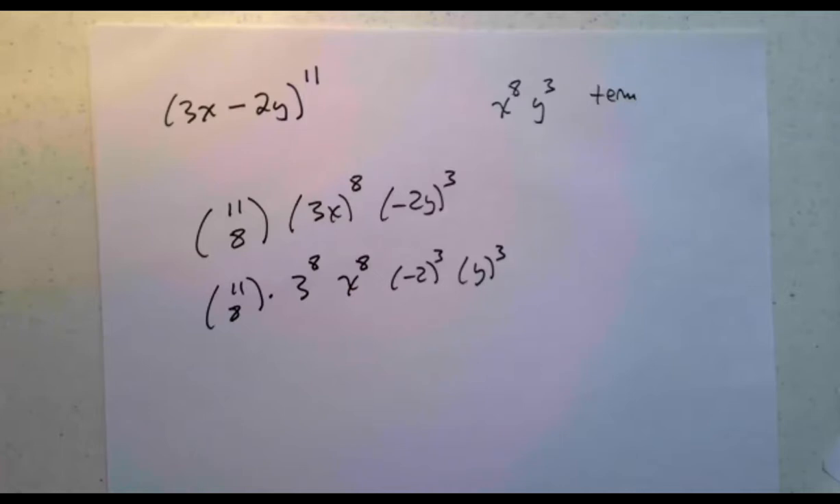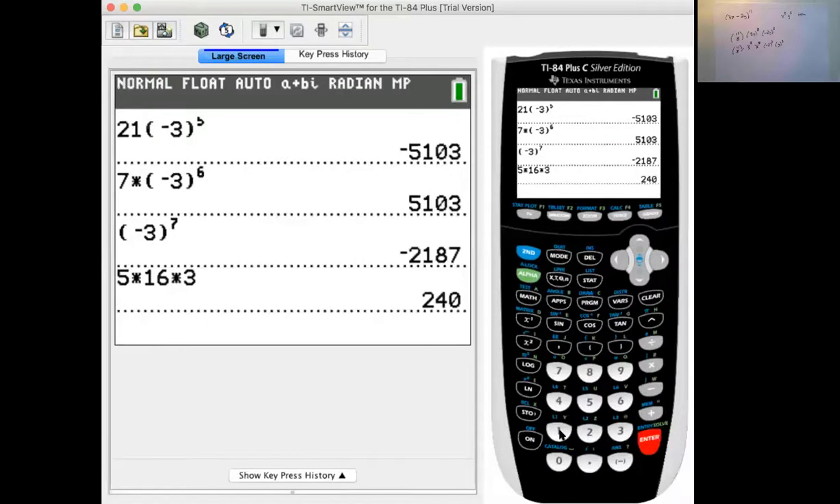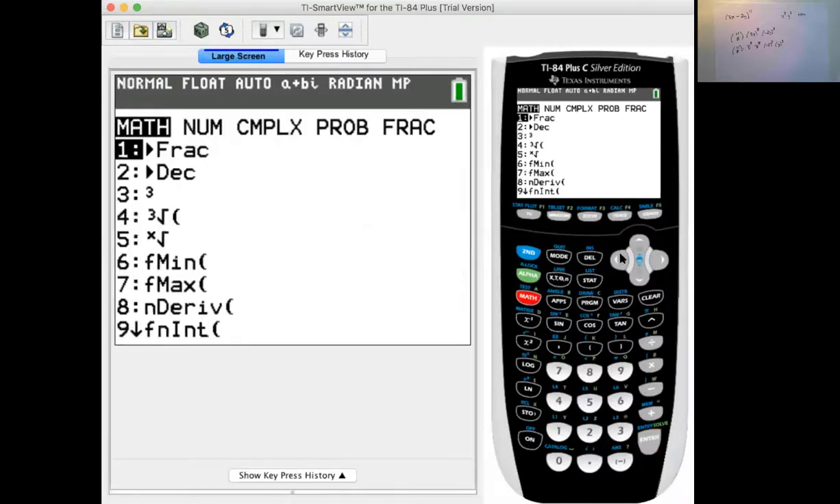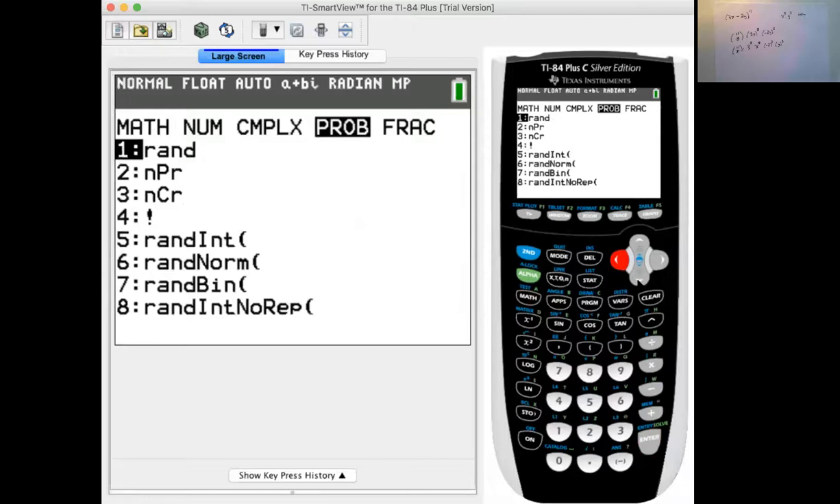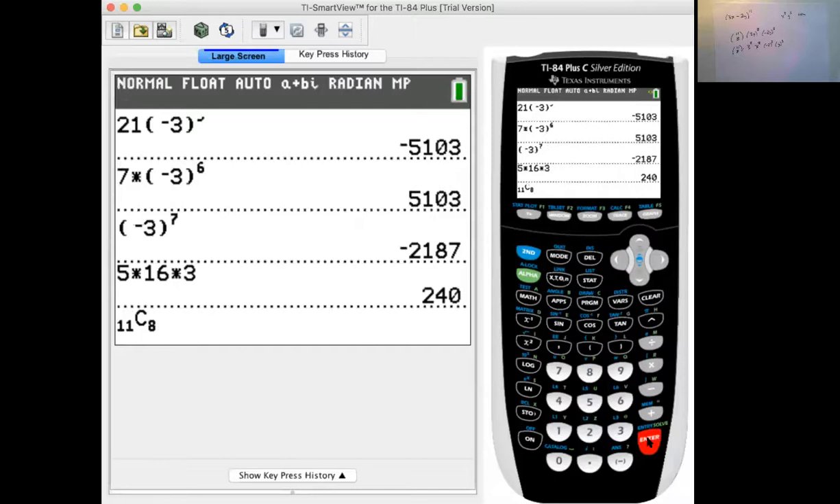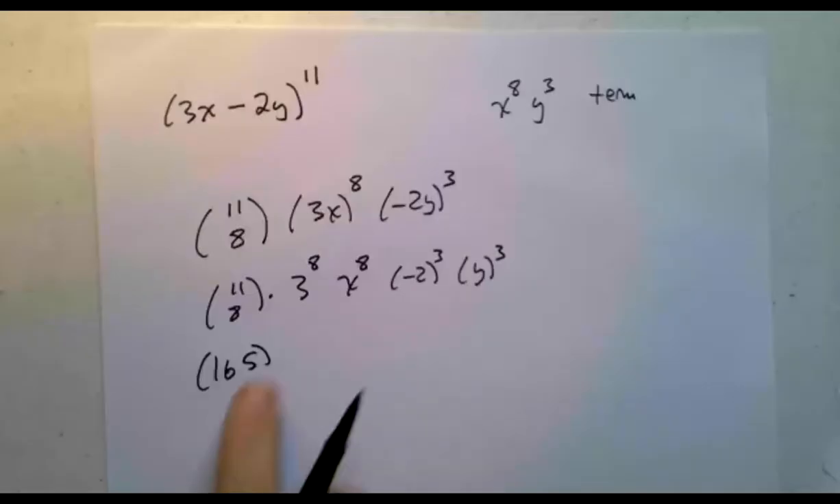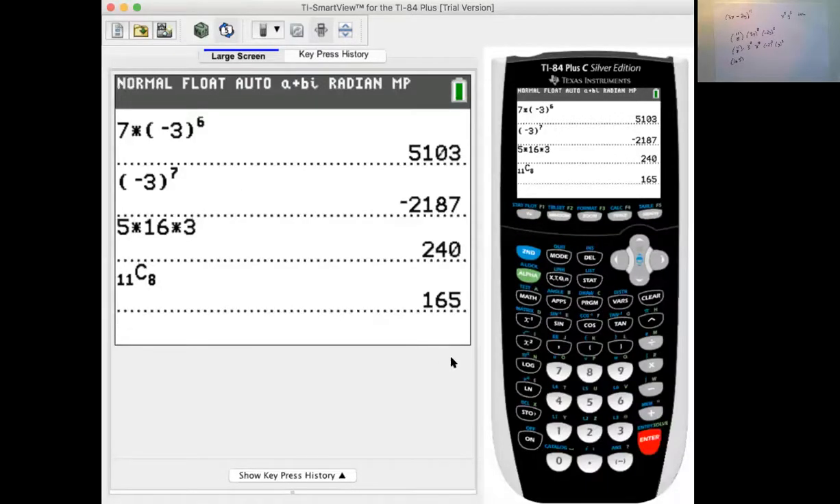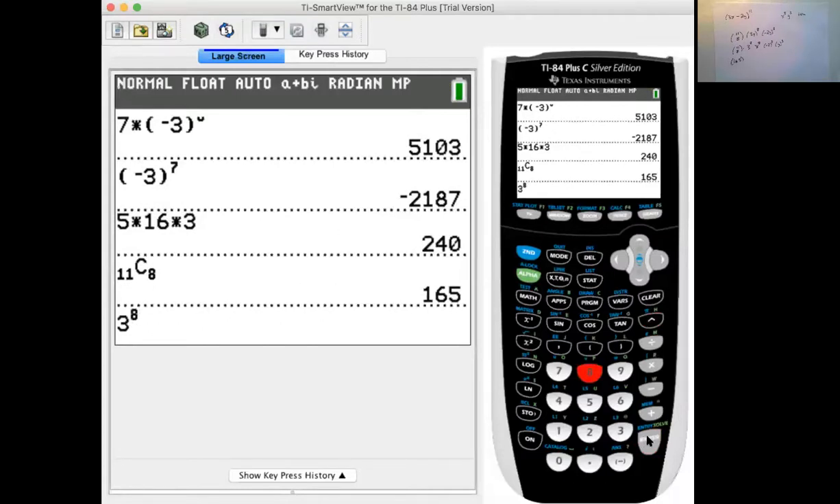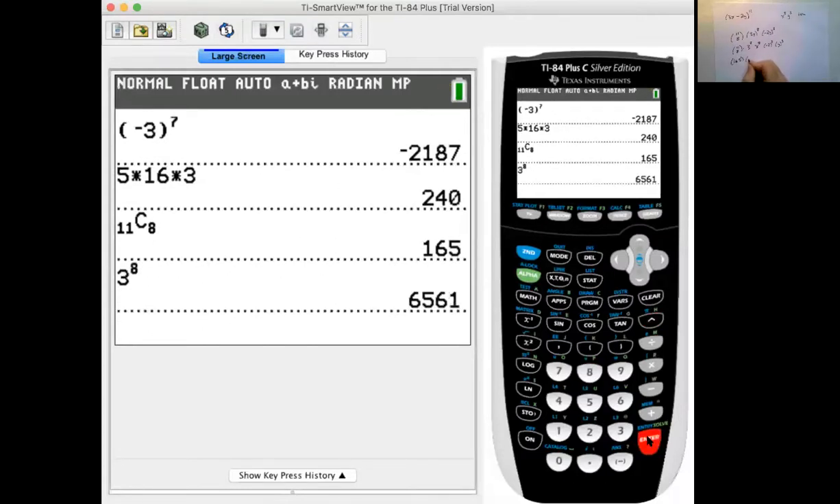And let's see what these numbers are. 11 choose 8, math, PRB, 11 choose 8 gives me 165. So what do I need after 11 choose 8? I need 3 to the 8th. 3 to the 8th power will be a very large number. 6561.